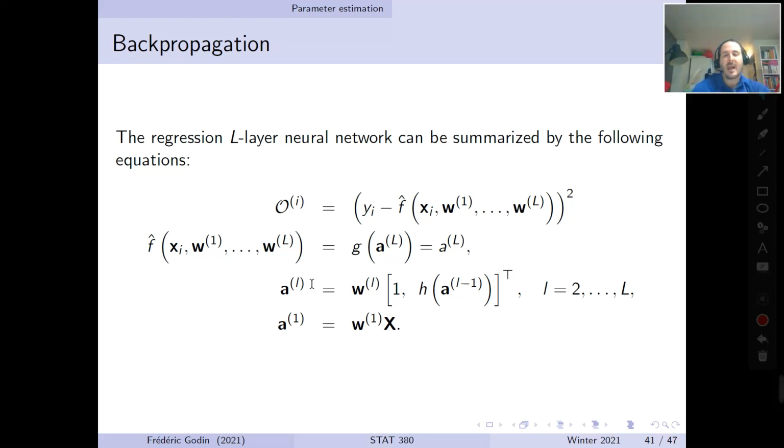And then AL, the activation in a given layer for all layers 2 until capital L, is provided by applying the linear transformation WL to the vector containing ones and the hidden units of the previous layer, which are the activation function H applied to previous activations, where this vector of 1 and H is transposed here. Conversely, if we consider activations of the first layer, then the first layer activations were simply the linear transform applied to the predictor vector.